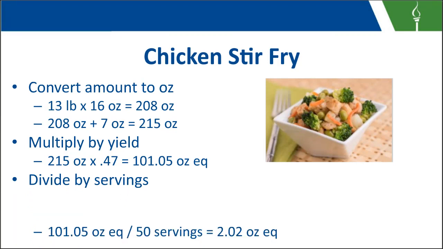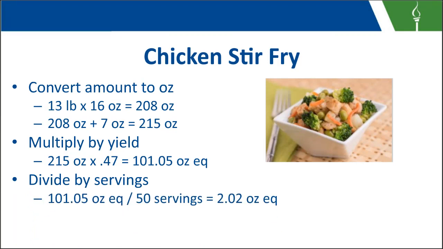And then dividing that by the number of servings, which was 50. So 101.05 ounce equivalents divided by 50 servings is 2.02 ounce equivalents. And then again, rounding that down to the nearest ounce equivalent to get 2 ounce equivalents per serving.